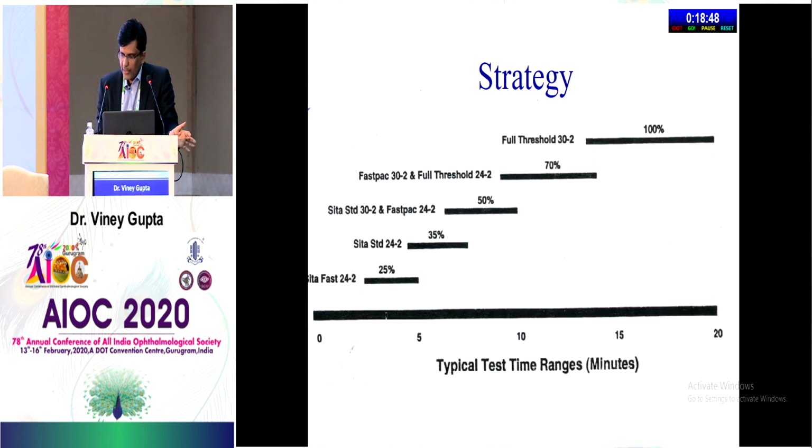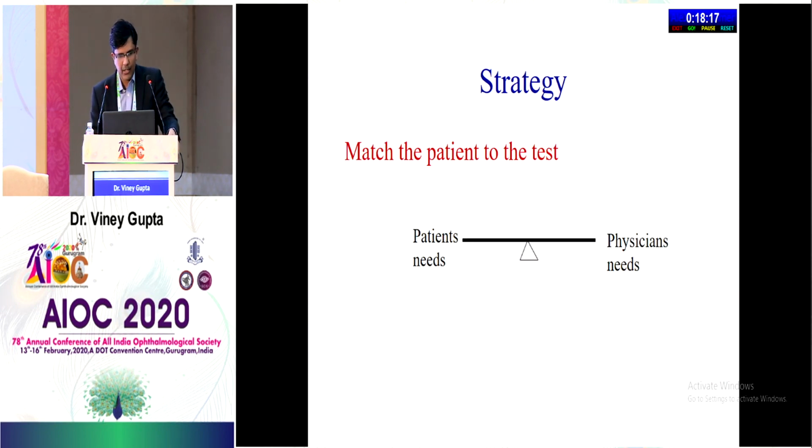So most of these strategies are full threshold, SITA fast, SITA standard. But the SITA strategies are generally faster than the full threshold, and therefore to save time, more or less, we have switched over to the SITA strategies. Does anyone know what SITA stands for? Swedish Interactive Threshold Algorithm. Okay? Yes? Does anyone not know what it is about? You all know? If someone doesn't know, please raise your hand, because this could be an examination question.